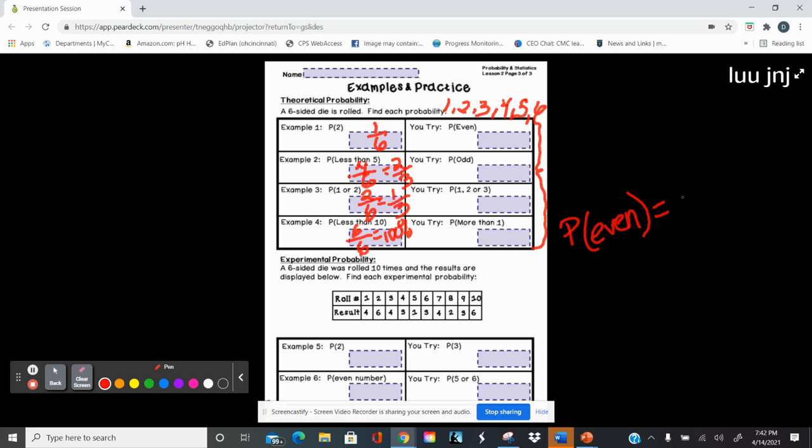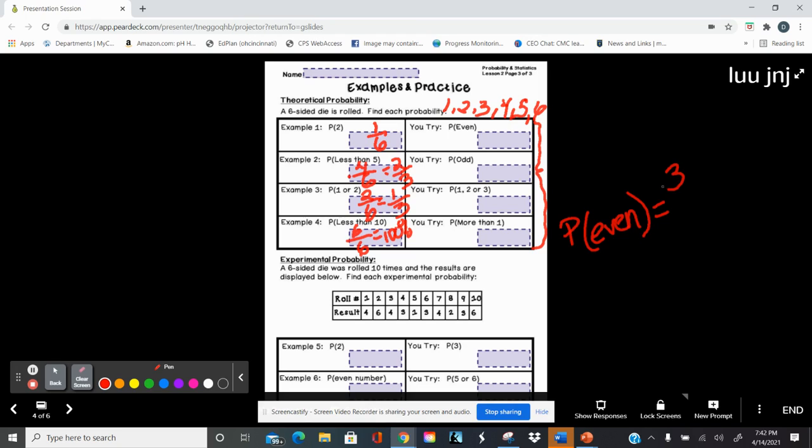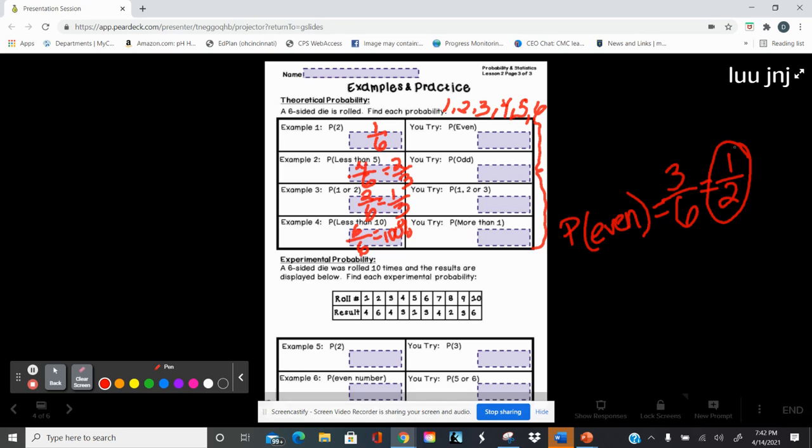So this is what I want you to write. P even equals, and we're gonna look at our size, and it's 1, 2, 3 even numbers. So those are going to be our favorable outcomes. We'll put 3 on the top. We know it's 6 total. And we also know that this can be broken down to 1/2. So then that would be the probability, and that would be your answer. So that's how I want you to write it. Okay, guys?